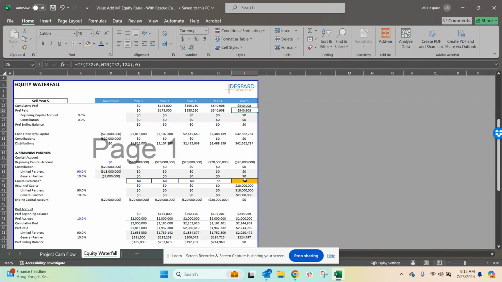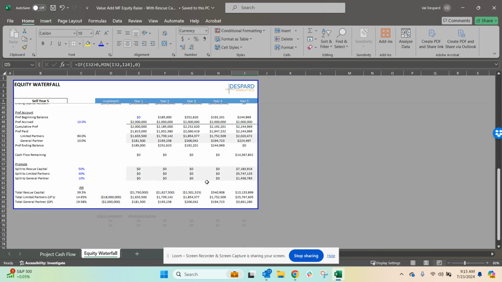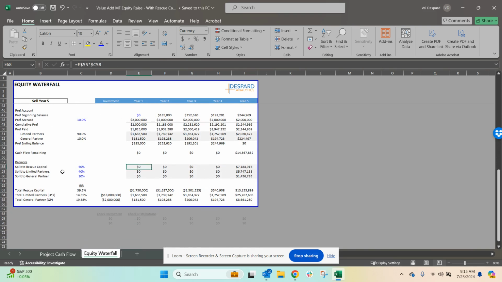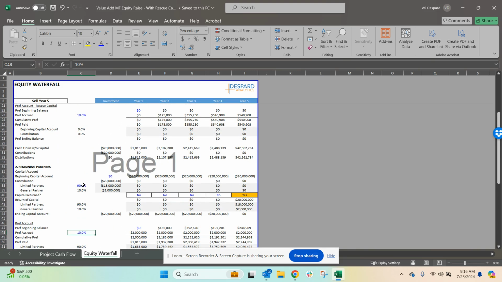And then second order of operations, the remaining partners, their pref is paid, and then their capital is returned. And then down below, we break out a split for any remaining cash flow at, in this case, at exit. You can kind of manually enter the split for each investor class, and you can see the IRRs for each. You can also change the pref percentages and the LP GP split here, or contribution here.